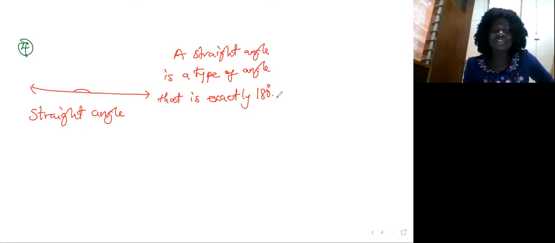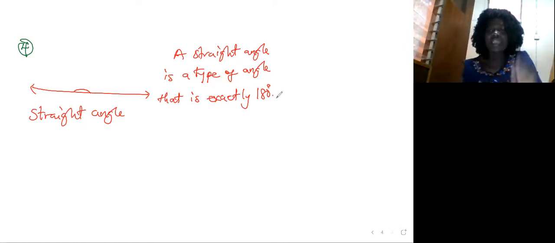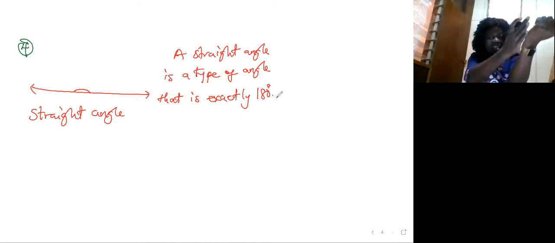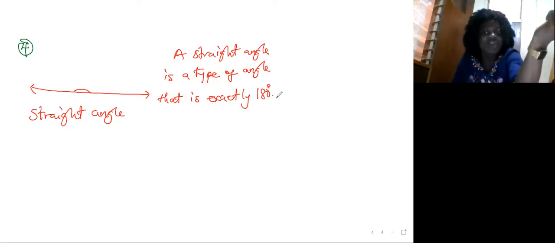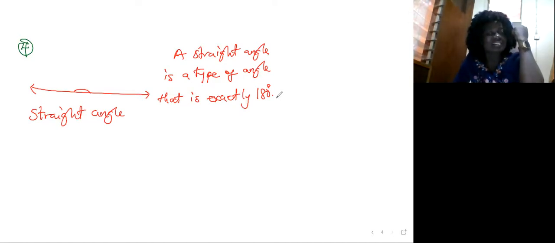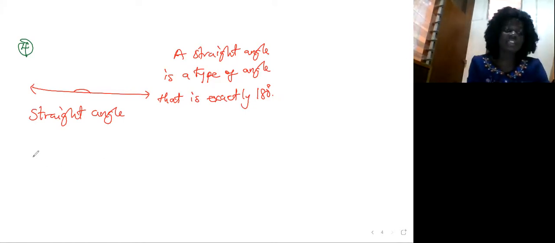Good. So now we have 4. We have, what is this? A straight angle. We have, what is this? Greater than 90. How do we call it? Obtuse angle. 90 degrees, how do we call it? Right angle. Less than 90, how do we call it? Excellent, acute angle. Okay, let's continue.